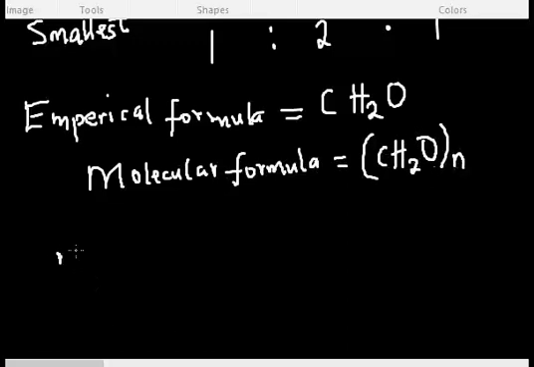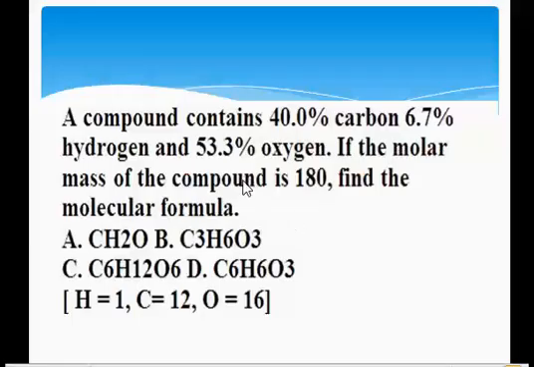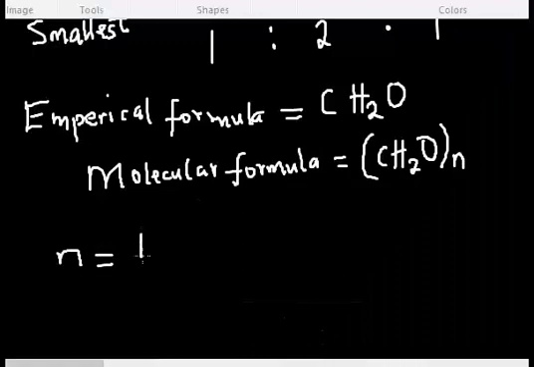So the question was the n. The n is going to be equal to the molar mass of that molecule. Now the molecule, according to the question, has a molar mass of 180, and then divided by the molar mass of the empirical formula. I have to divide it by the molar mass of the empirical formula. The empirical formula is CH2O.